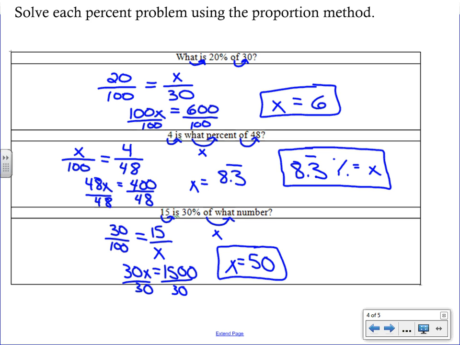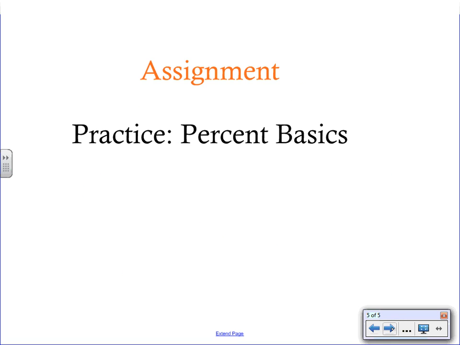So these are just some basic things that hopefully you've run across with percents before, but we felt were worth reviewing. What you can start on next is the percent basics practice in your packet.